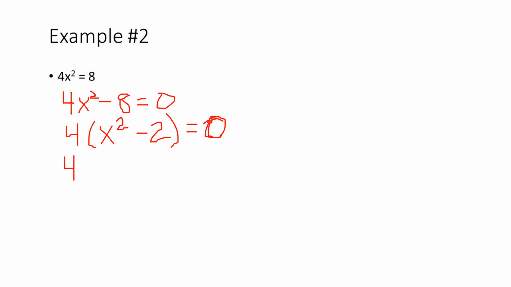We can set each factor equal to 0. I'll show you what we have here. So we have 4 equals 0, which isn't going to matter. And then we have x squared minus 2 equals 0. In the next section, you'll learn how to solve these using the quadratic formula. This one actually would not factor.